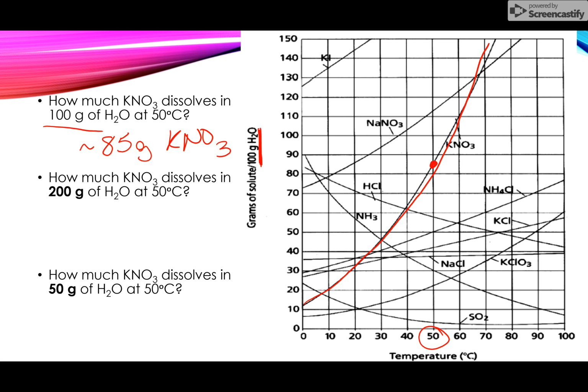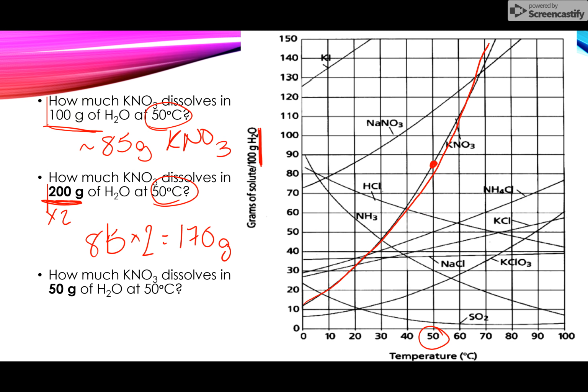All right, next question though says, how much KNO3 dissolves in 200 grams of water at 50 degrees Celsius? So notice the temperature is the same. What's different between the two questions though is that this first question has 100 grams of water. Second question says that you're doubling the amount of water. If you've doubled the amount of water, then even more KNO3 can dissolve. If this is doubled, then the amount that can dissolve could also be doubled. So 85 times 2 would give us 170 grams.